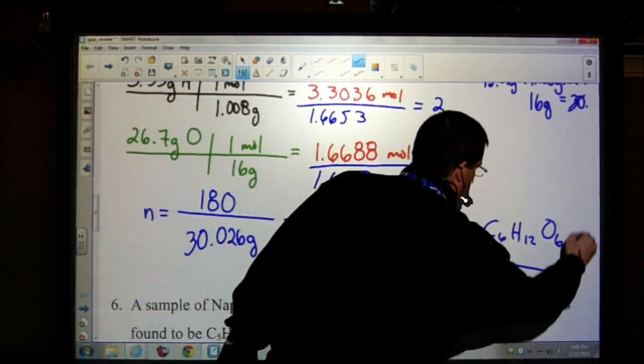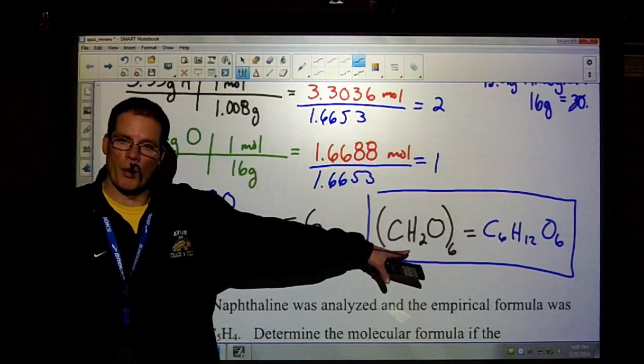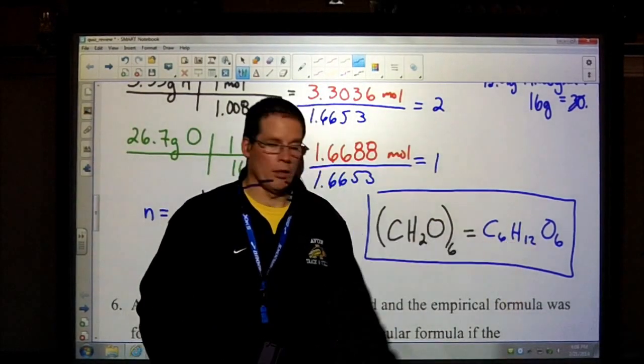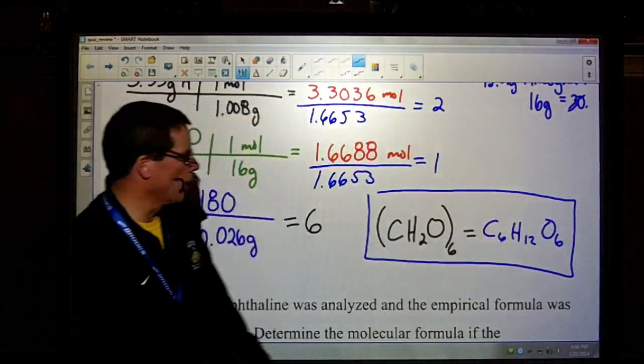So the way that we would box that in, there's my empirical formula, smallest whole number ratio. That's the molecular formula. It is what it is. And if you took the molar mass of that, you'd find out that, yes, that is 180 grams per mole.